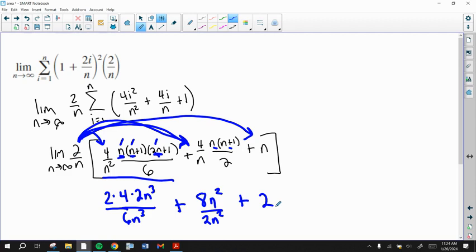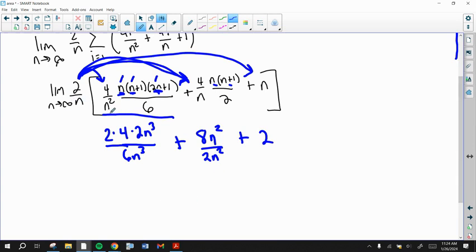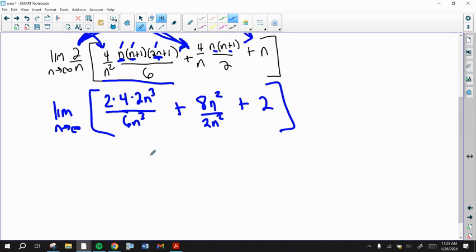So just keep in mind, what I have written in blue here is not the result of multiplying this 2 over n through. I'm just focusing on the leading coefficients because that's the only thing that's going to matter as n's going to infinity. You know that by infinite limits. So when you take the limit as n goes to infinity of all this, you're just going to have to worry about the ratio of the leading coefficients, which in this case would be 2 times 4 times 2 over 6, plus 8 over 2, plus 2.